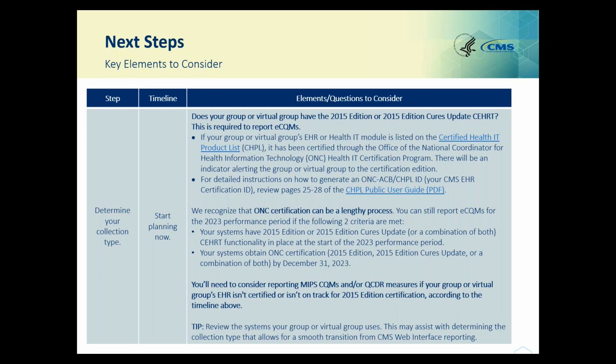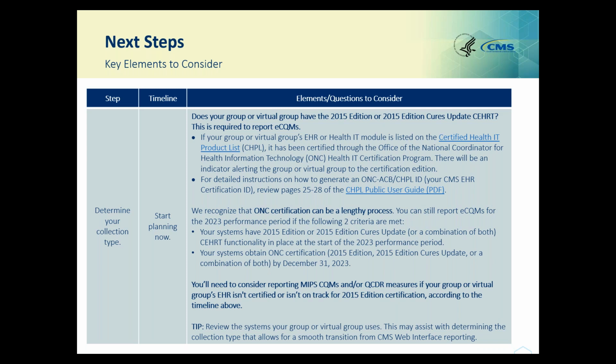Does your group or virtual group have the 2015 edition or 2015 edition Cures Update certification? This is required to report eCQMs. If your group or virtual group's EHR or health IT model is listed on the Certified Health IT Product List, it has been certified through the Office of the National Coordinator for Health Information Technology, also known as ONC, Health IT Certification Program. There will be an indicator alerting your virtual group or group to the certification edition. Recognize that ONC certification can be a lengthy process, but you can still report eCQMs for the 2023 period if the following 2 criteria are met.